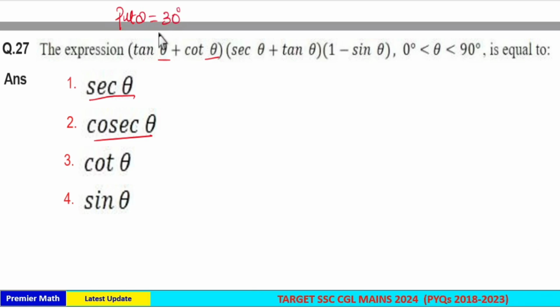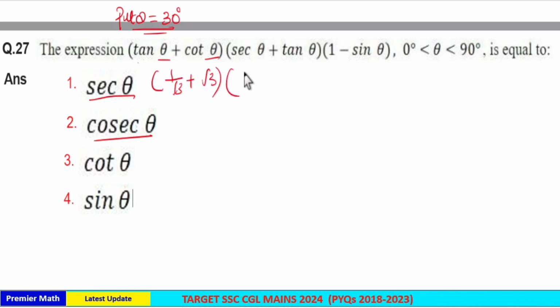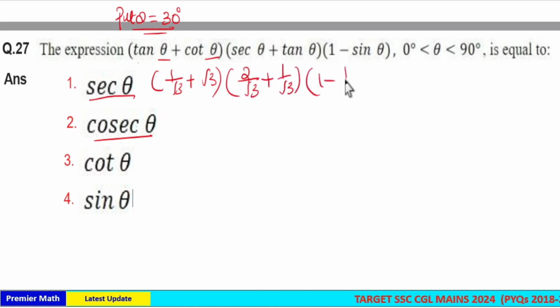I'll take it as 30 degrees. So put the value of theta as 30 in this whole expression. Then tan 30 is 1 by root 3 and cot 30 is equal to root 3. Sec 30 means 1 by cos 30. Cos 30 is root 3 by 2, so sec 30 is 2 by root 3. Tan 30 is 1 by root 3. Sin 30 is 1 by 2.